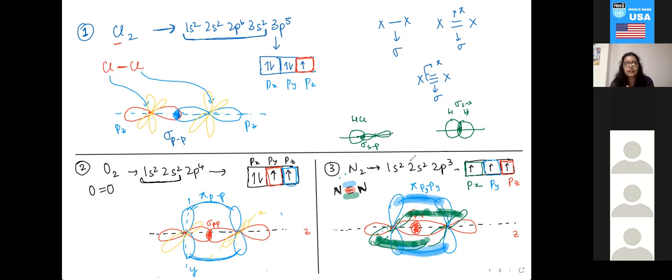Okay. Ma'am, I got disconnected after you did the diagram of the third one. Could you please repeat once?